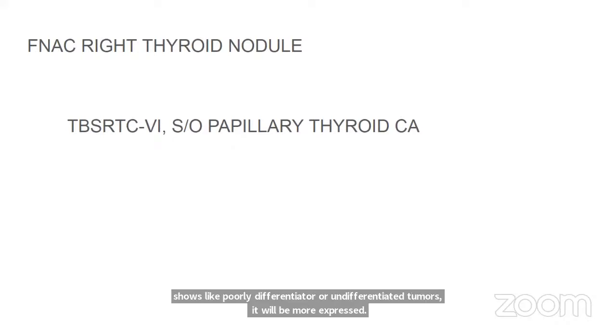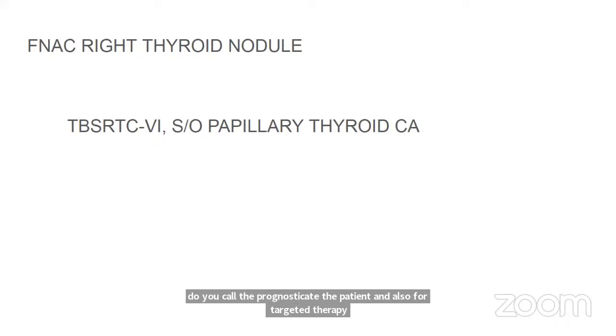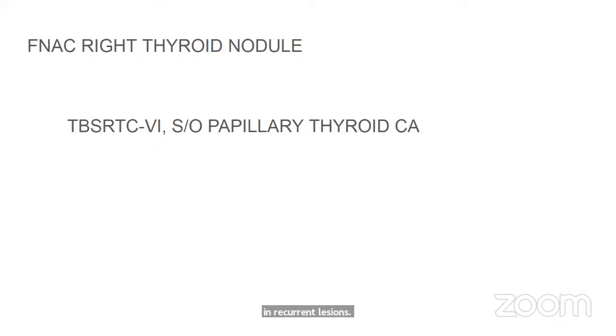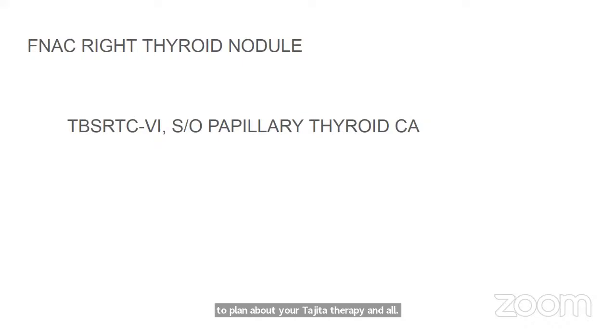So molecular testing is done in Bethesda 3 and 4, to prognosticate the patient, and in recurrent lesions to assess mutations and marker expression, to plan targeted therapy. What do you mean by targeted therapy? We can do IHC and other marker testing.